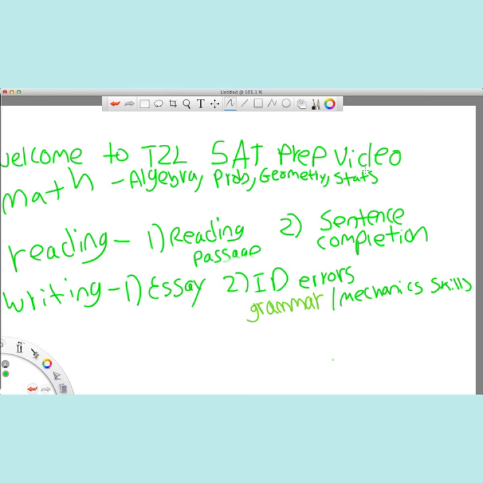Now let's go back and talk about the breakdown in the number of questions for each of these different sections. You get 48 reading passage questions. There are different numbers of reading passages on each SAT, but the number of questions in total that involve the reading passage remain at a steady 48. You have 19 sentence completion questions. You only get one essay.